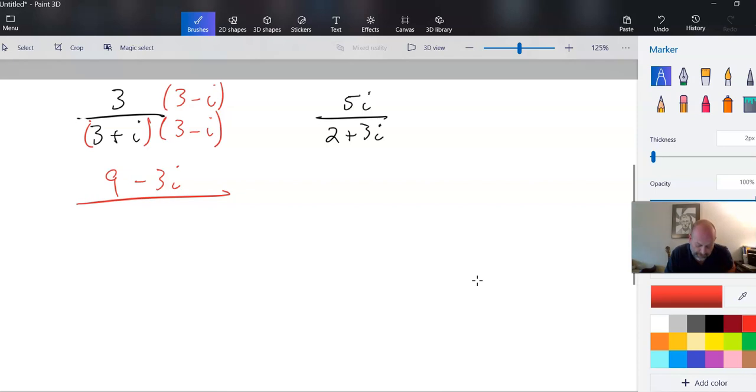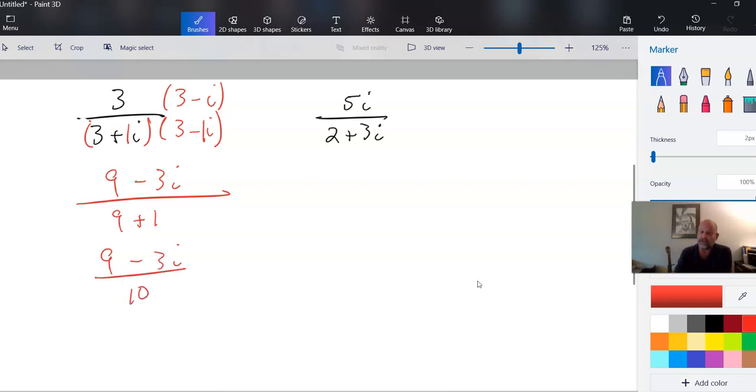So squaring the first term gives me 9. And then the coefficient here is a 1. Squaring 1 gives me 1. So the denominator here is 9 plus 1. So now, let's see, I'm going to go ahead and swap this numerator around. So now this is minus, oh no, that's in the right order already. I don't need to swap anything. So I get 9 minus 3i over 10.